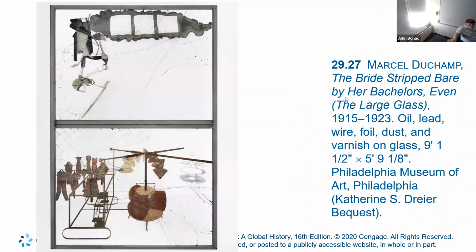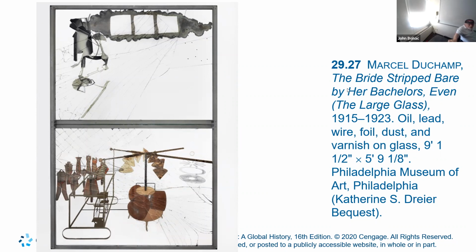The Bride Stripped Bare by Her Bachelors, Even, the Large Glass. And this is something that took him 8 years to finish. And this is really kind of an analogy, and it has some wire, foil, dust, varnish. It's got some of this that is drawings, and some of this is foil. And it's like a bunch of objects, and it's put inside a window with glass on either side. This has a lot of significance too.